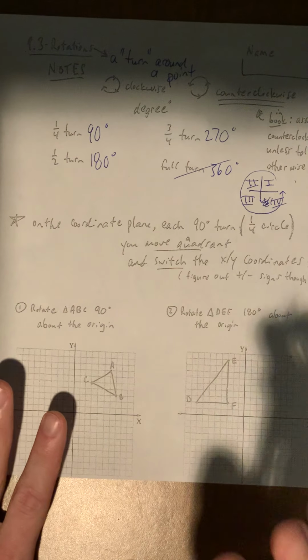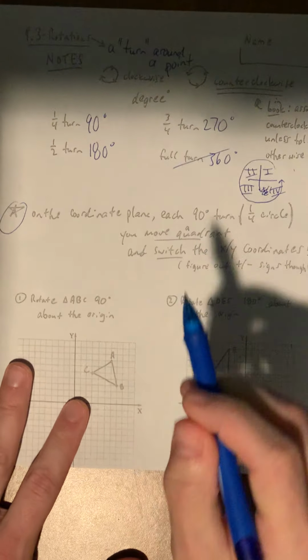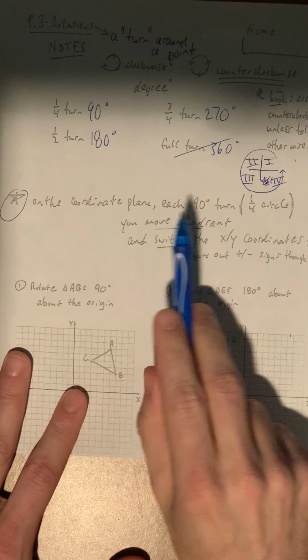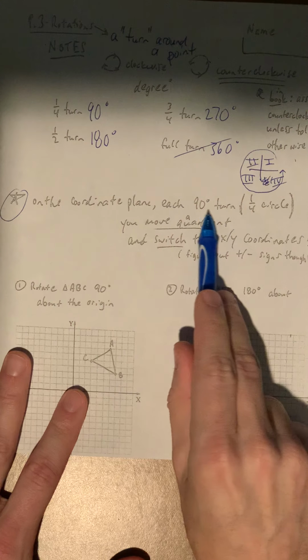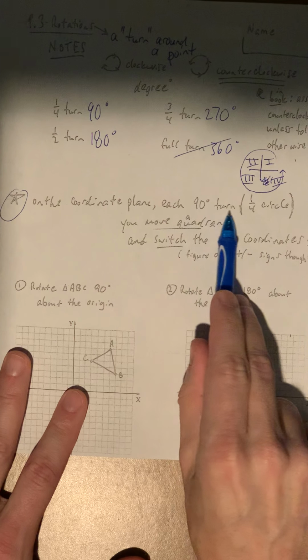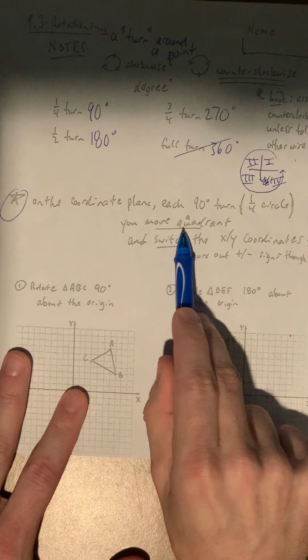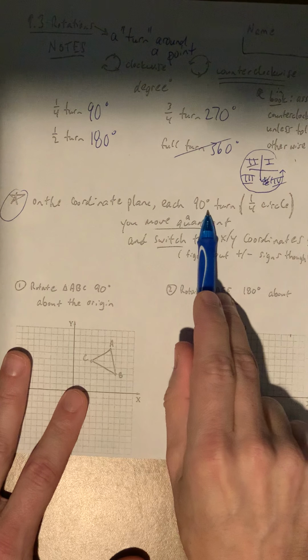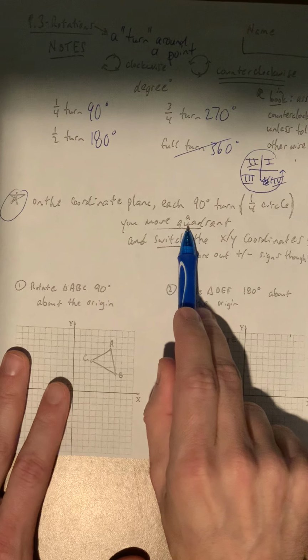So the main rule we're going to follow is right here. On the coordinate plane, every quarter turn or 90 degrees that you go, which means you go a quadrant. Every 90 degrees or quarter circle is a quadrant movement.